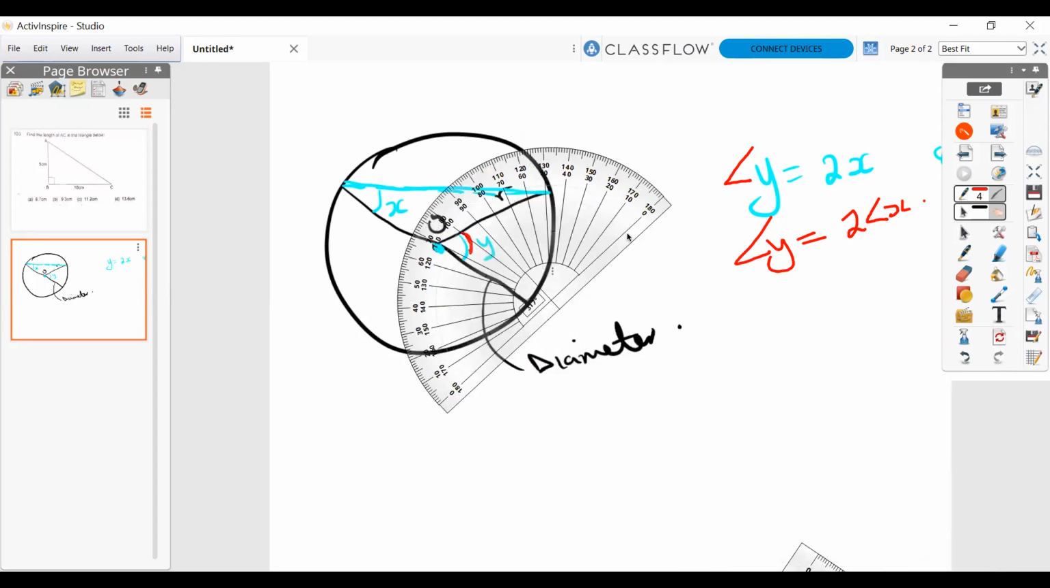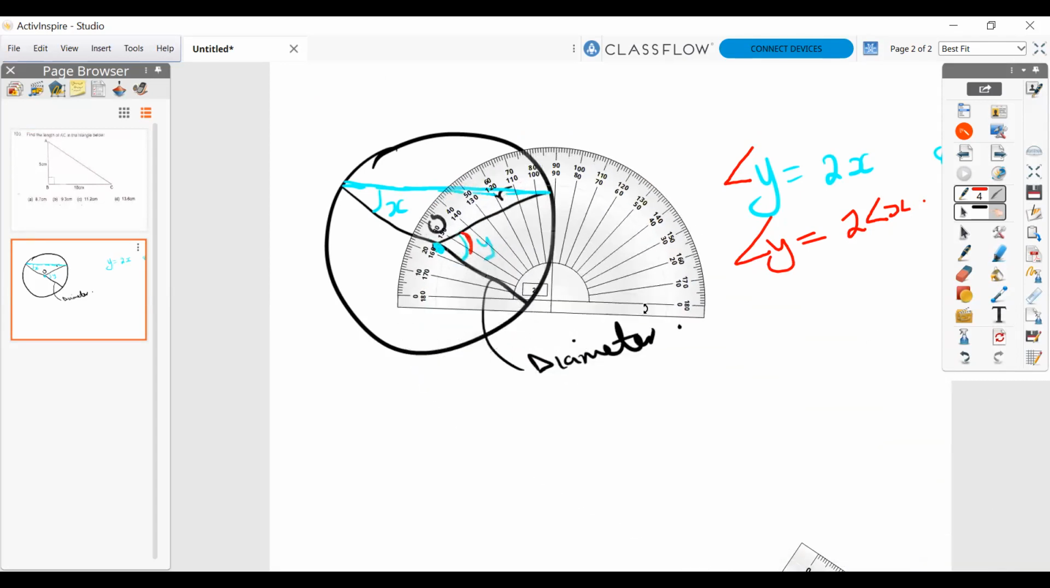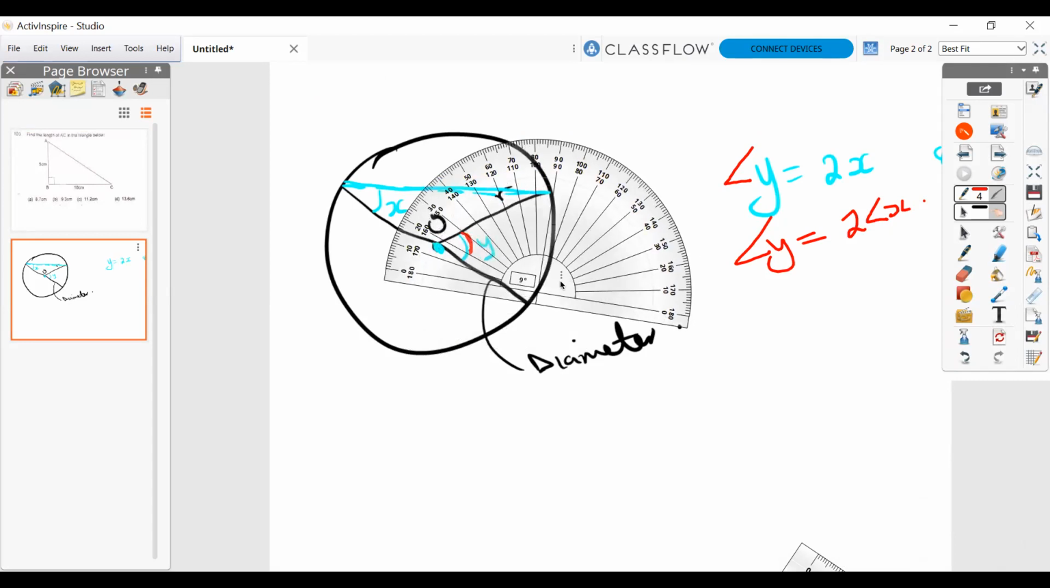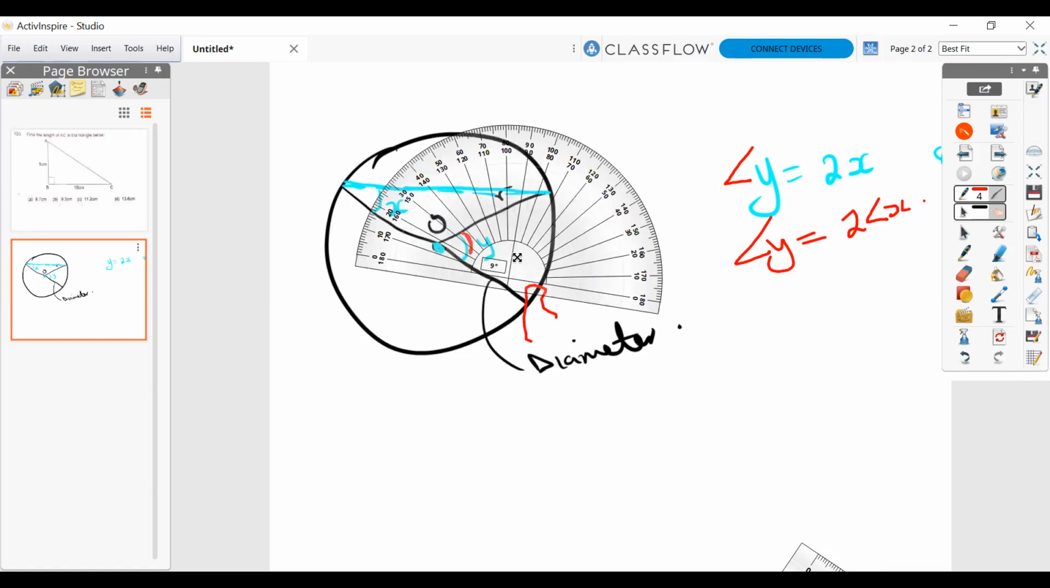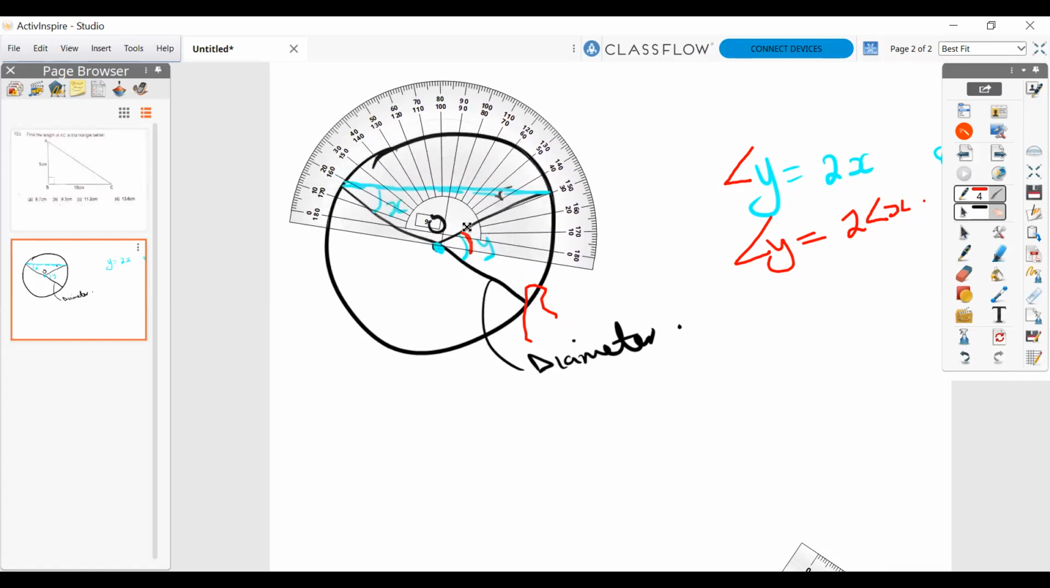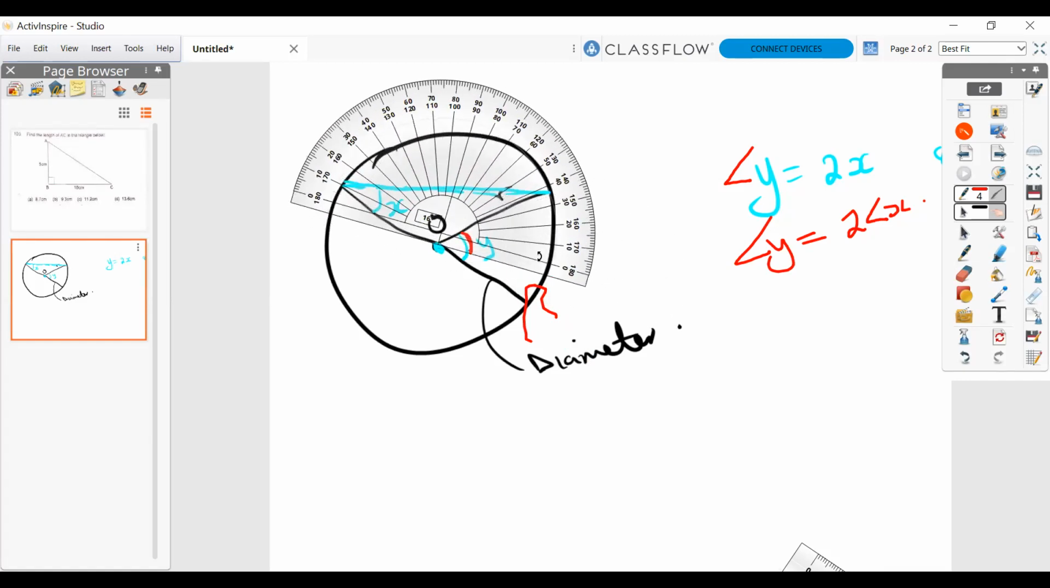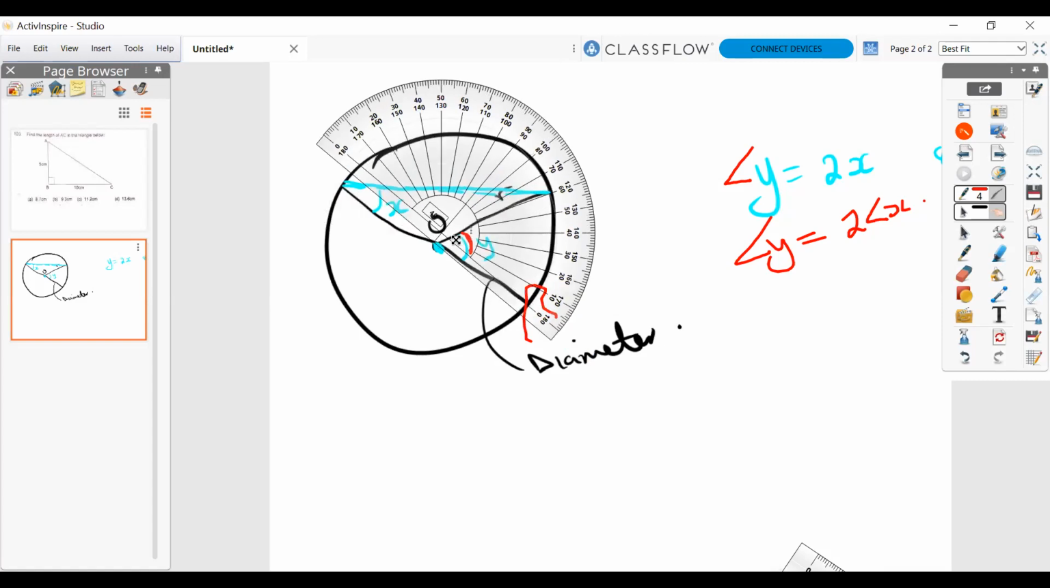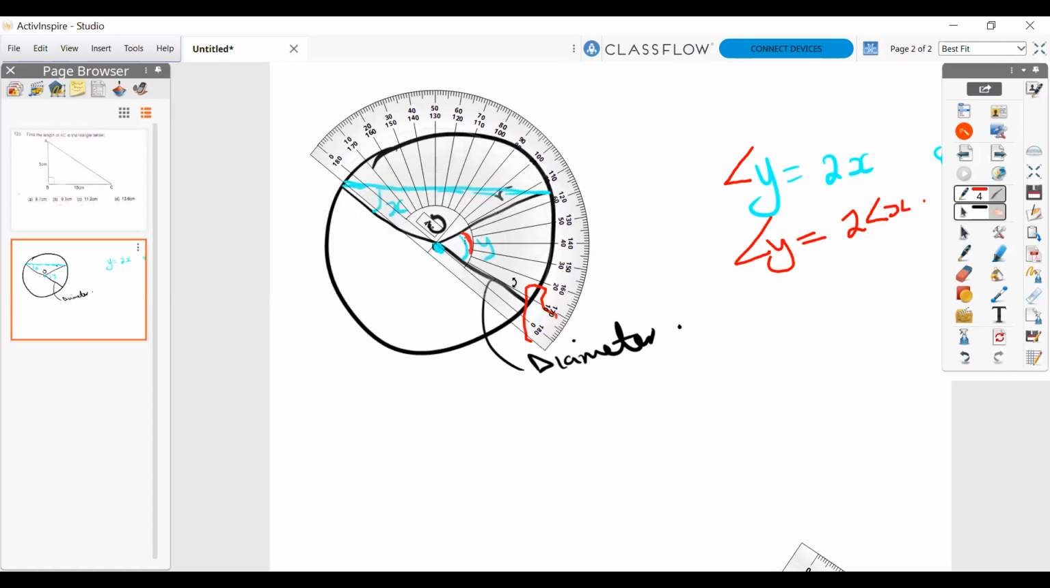Come and use the protractor and measure. Now, if you're lucky that this is actually the same, simply put the protractor here and you measure from the center, then you measure your angle y.